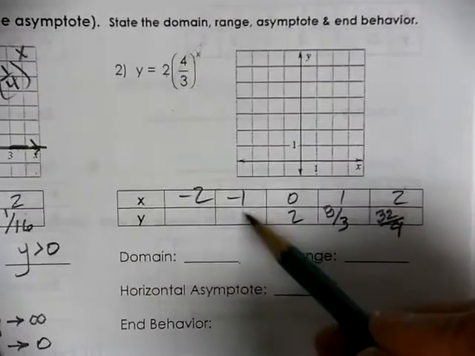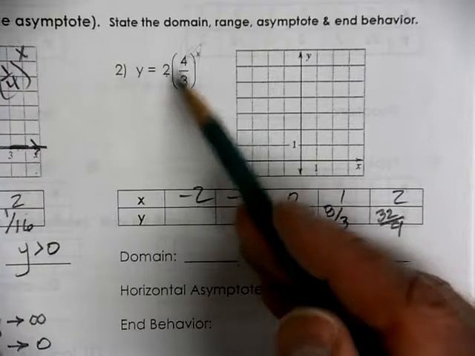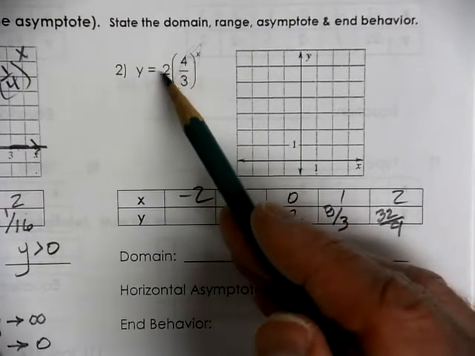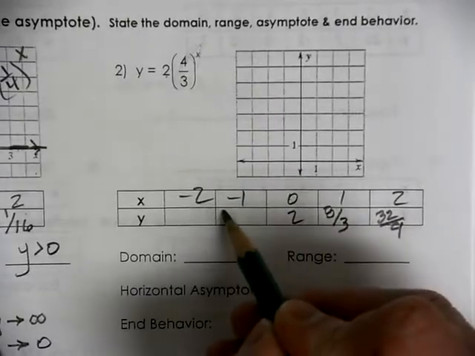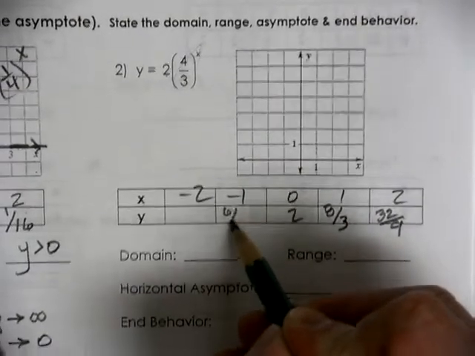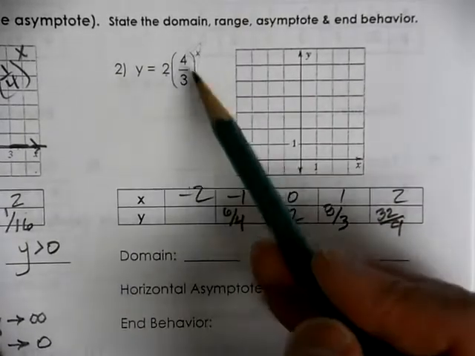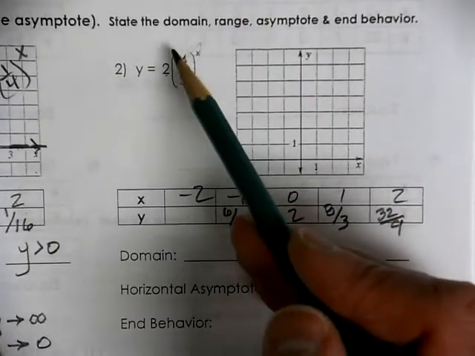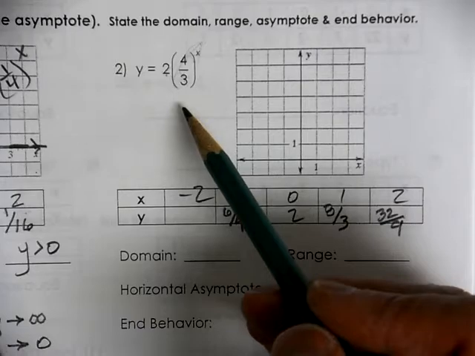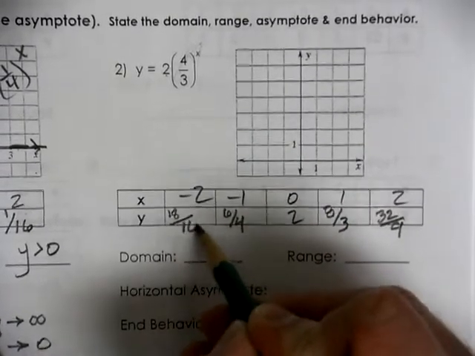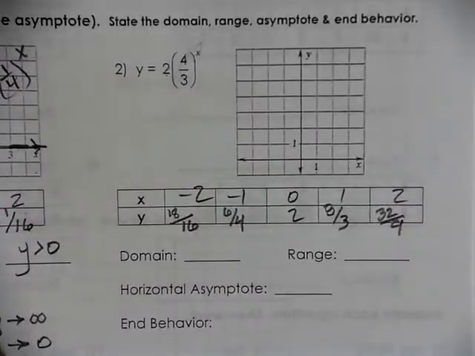When it's negative, you're going to flip it over. So it's 3/4 times 2, which is 6/4. And then negative 2, you're going to flip it and have 9/16, which is 18/16, because you times it by 2.